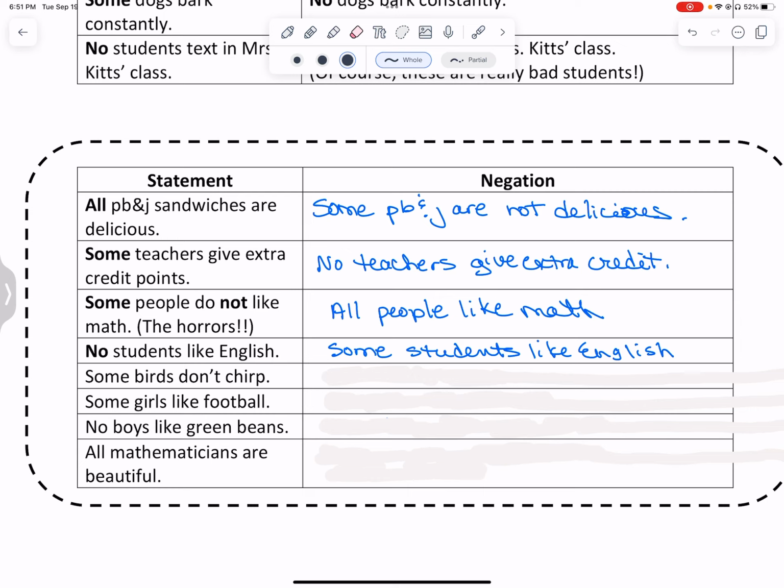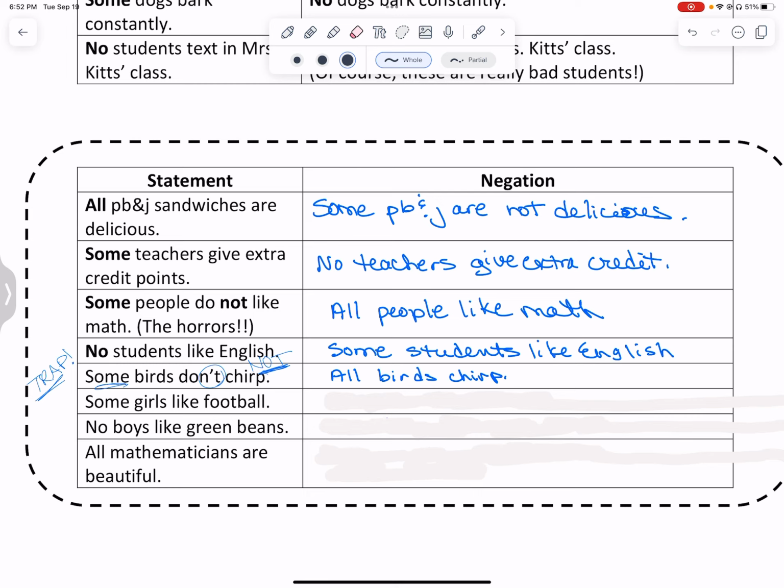Some birds don't chirp. This one's tricky. This one is a sort of a trap. I'll write up there. Trap. Okay. So some birds do not. See the trap? That don't. So we're talking some do not. So you negate that with all. All birds chirp. Okay.